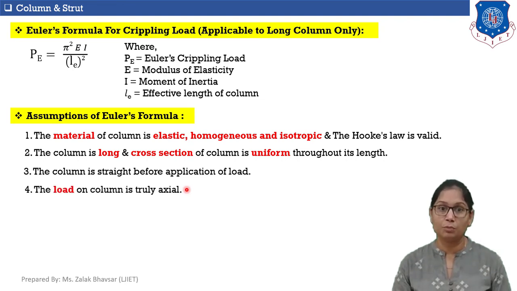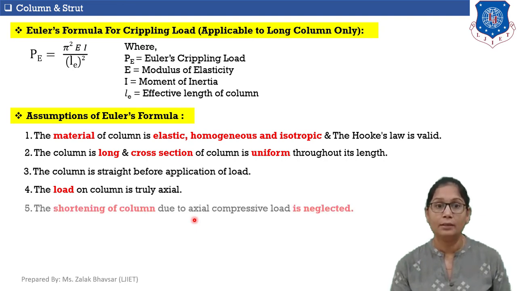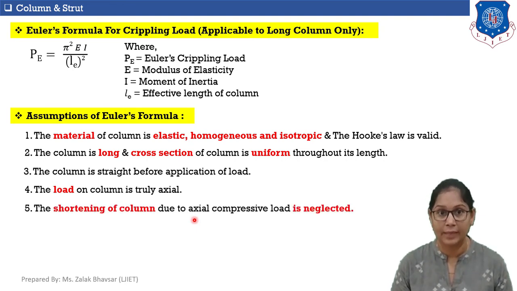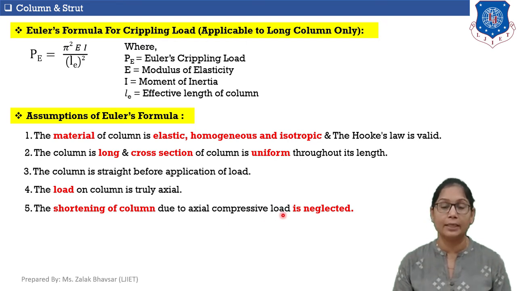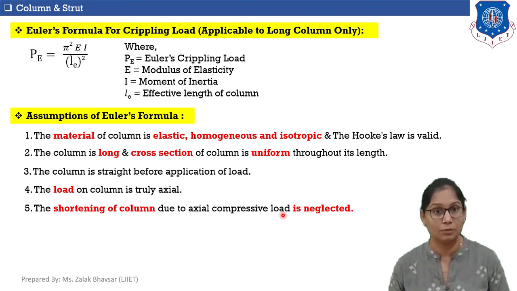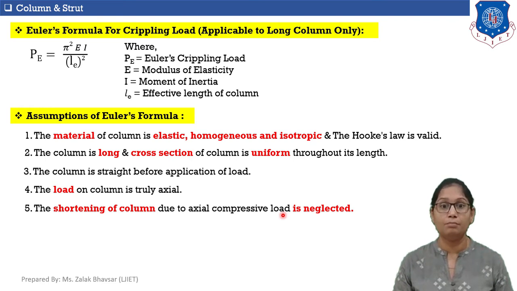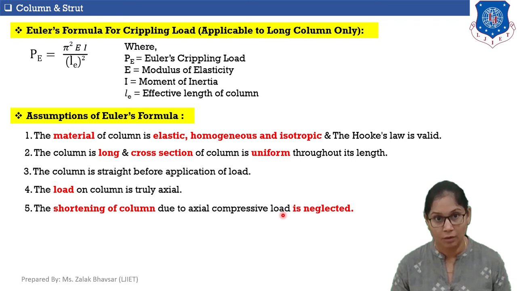In the fourth, we assume that the load on the column is truly axial. It means the load to which the column is subjected, the line of action of that load is passing through the axis of the column. Now, this is the fifth assumption, that the shortening of the column due to axial compressive load is neglected. Whenever the column section is subjected to axial compressive load, shortening of the column may happen, but we neglect the shortening of the column.